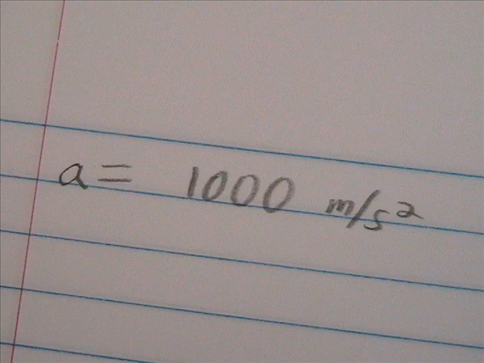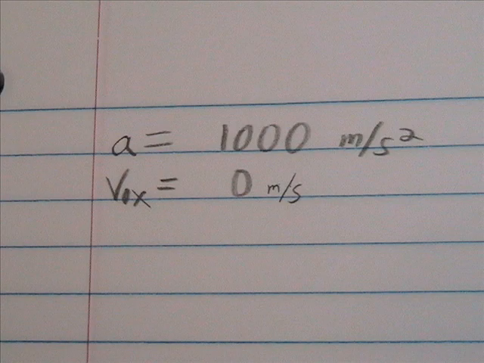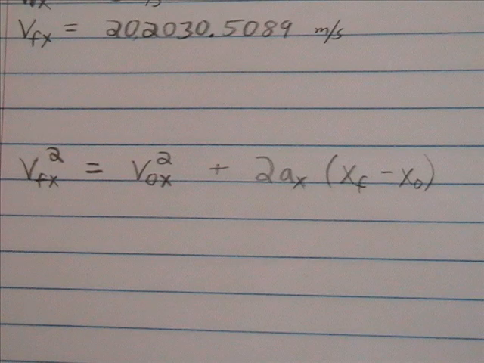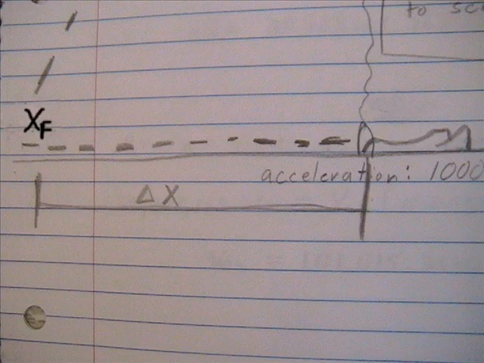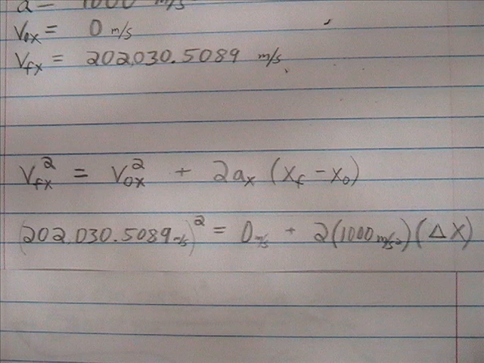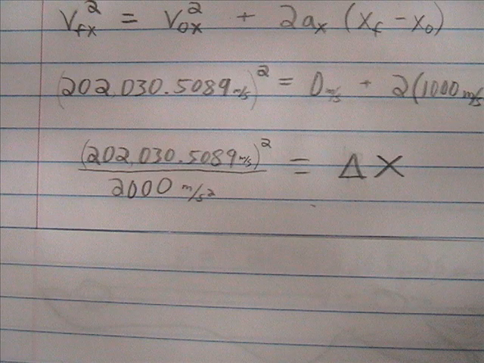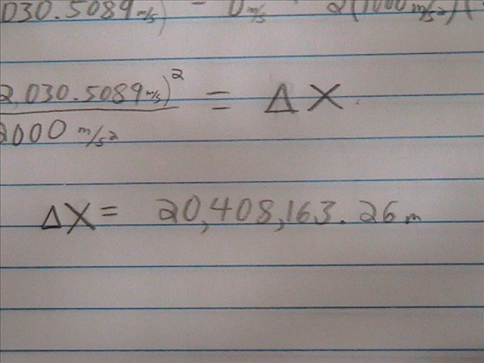Its initial velocity is 0 because it's starting from a complete stop, and its final velocity when it meets the Batcycle is 202,030.5089 meters per second, which we just found. We put those values into the third kinematic equation. Final velocity squared equals the initial velocity squared plus twice the acceleration times x final minus x initial. Since the final x position minus the initial position is the same as delta x, we substitute that in for xf minus x naught, then move the 2 times 1,000 over and solve for delta x, which equals 20,408,163.26 meters.